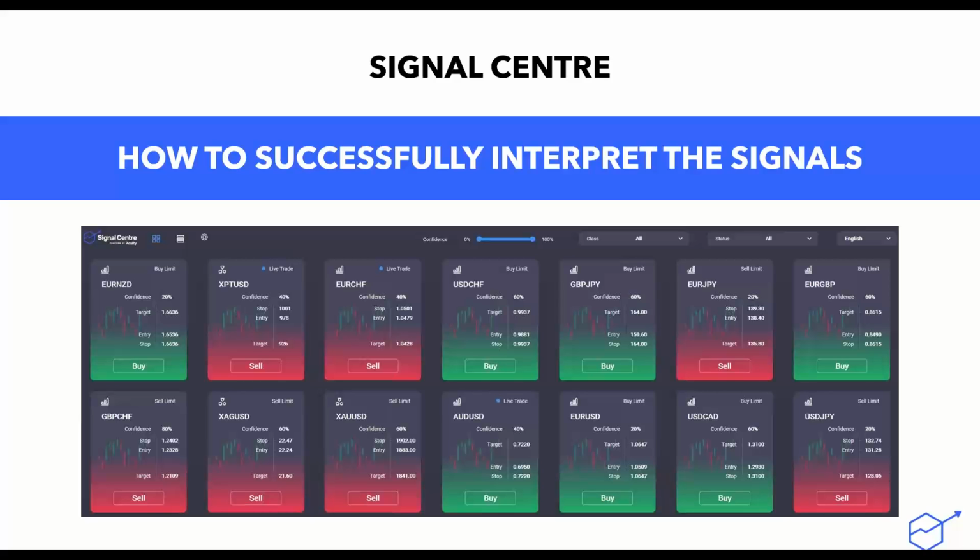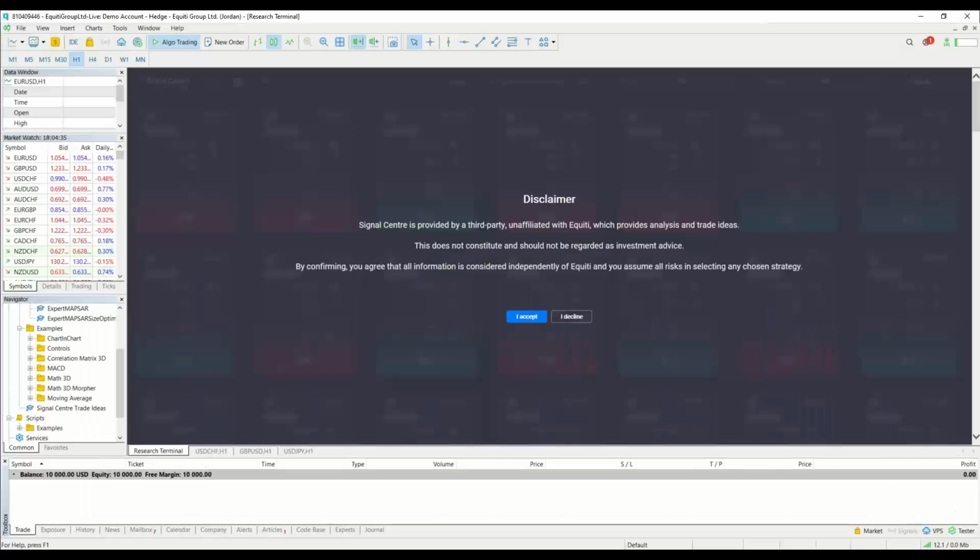What I'm going to do now is switch the screen that I'm sharing and take that over to the MT5 platform that I have on the screen now. Once you access the Signal Center Trade Ideas Expert, which you'll see down here on the left-hand side, you apply this to a chart and it will bring up this disclaimer. Obviously, the disclaimer is very important. There are risks involved in financial markets, as we all know, so please familiarize yourself with those.